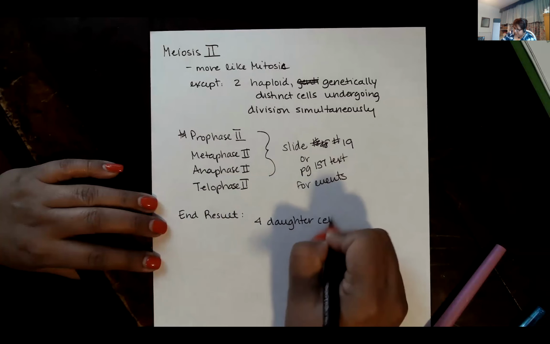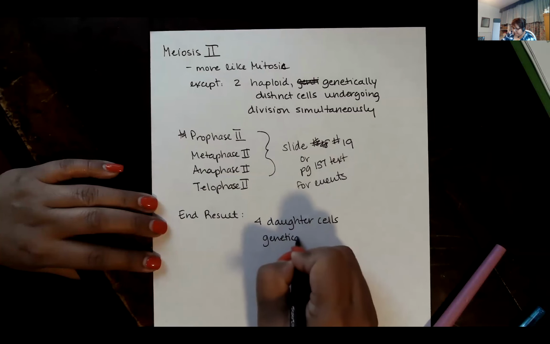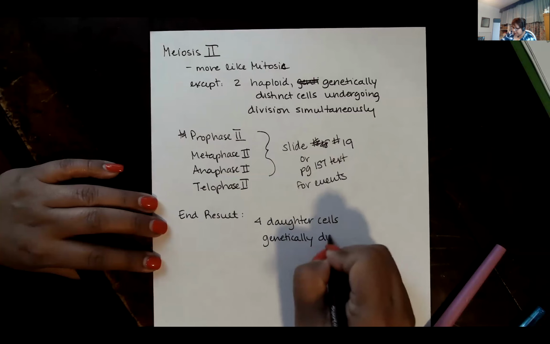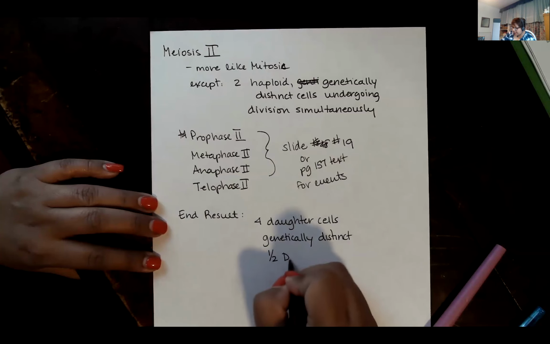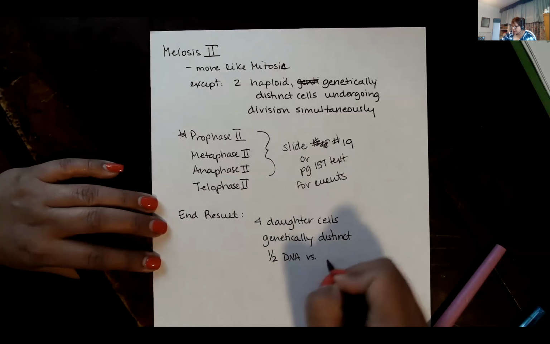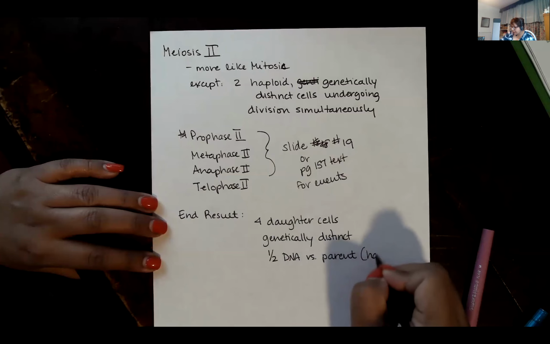4 daughter cells. Each is genetically distinct, and we have half as much DNA versus the parent. That's what we mean by haploid.